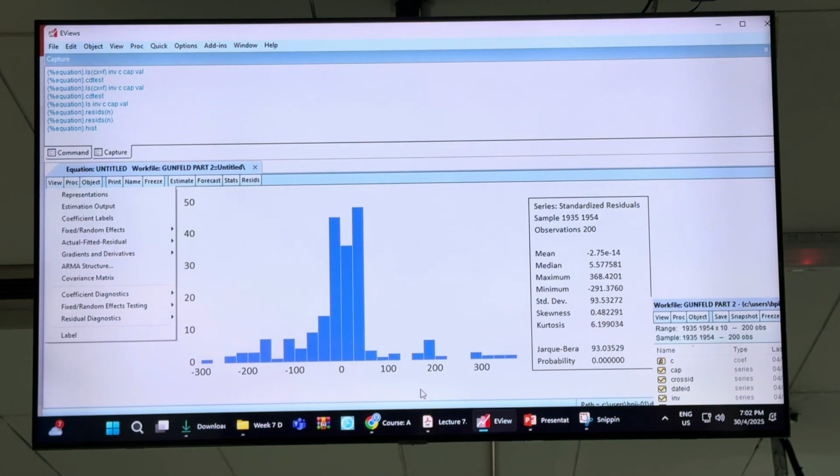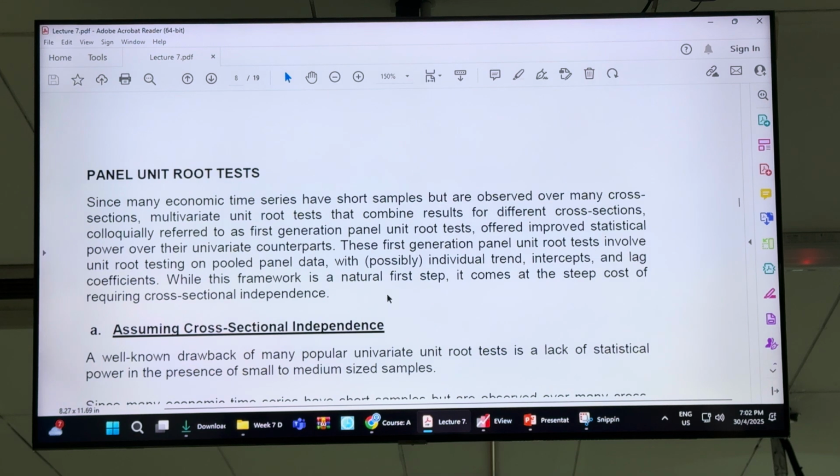What else? Nothing else. So that is the diagnostic test: normality, control scarcity. We also have this cross dependency for the panel setting. So now it's time for us to move to the second part, on the panel unit test. So for this panel unit test, right?